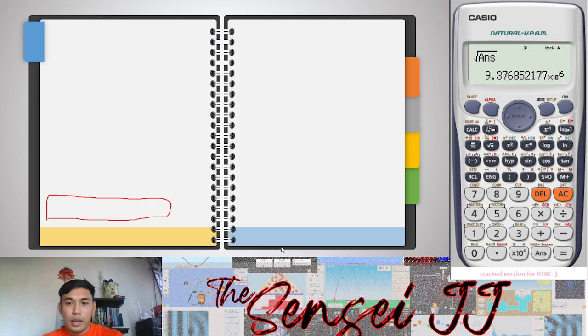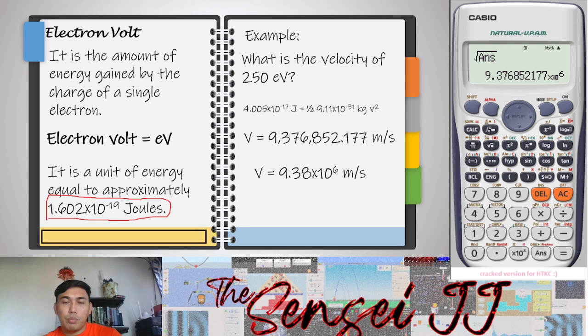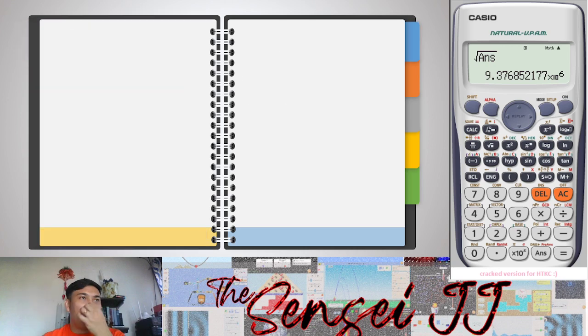Okay, so we can rewrite it as 9.38 times 10 raised to 6 meters per second. Okay, so yan. Akala ko wala na, pero at least na correction na naman natin.